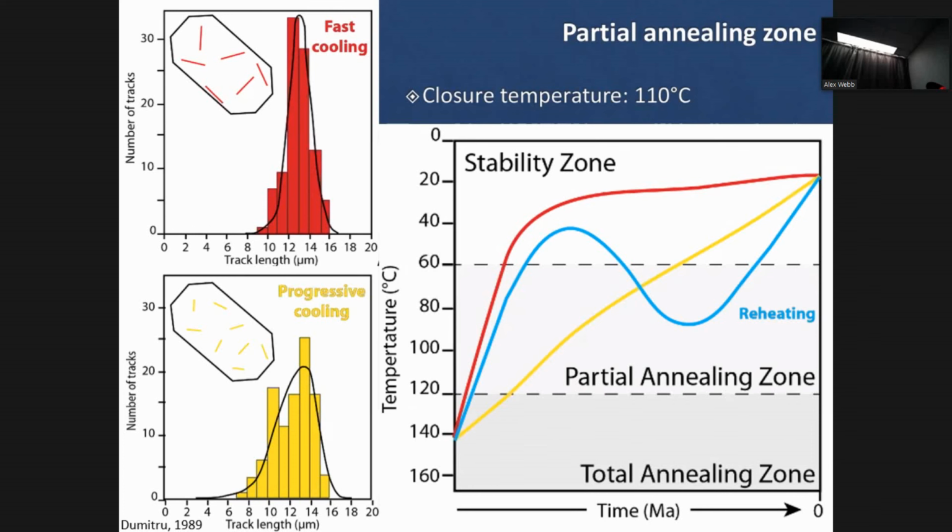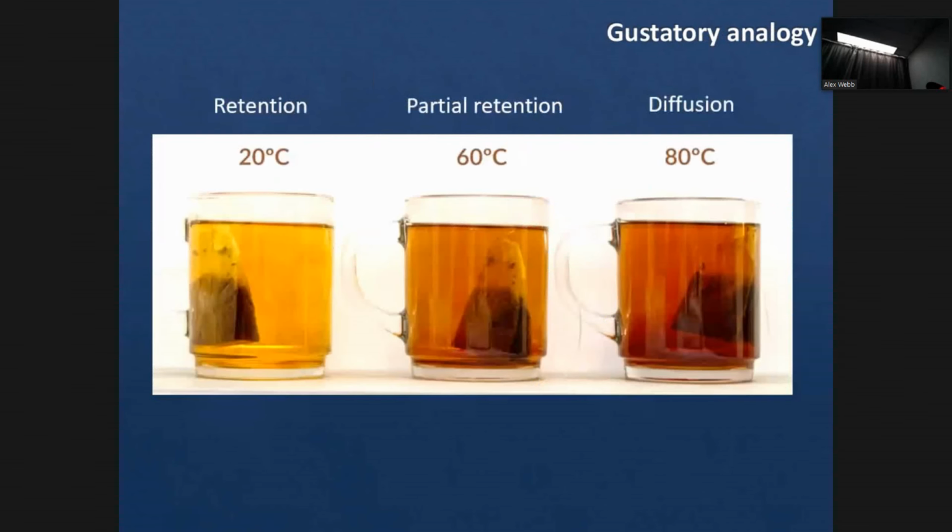Same gustatory analogy for helium now. I see you all drink tea here, but there's milk inside your tea, so I'm not sure you can see the diffusion of tea or not. But imagine your bag of tea is your apatite and the tea inside is the helium. If you put the tea bag in cold water, no diffusion. If you take very hot water, it diffuses instantly. And if you put it in between, the tea is diffusing a bit, but not that much. Exactly the same with helium.